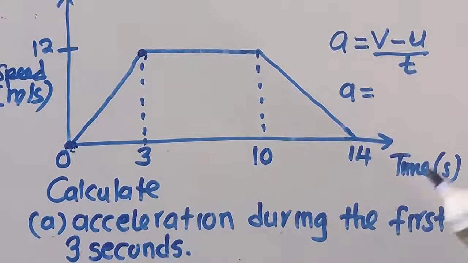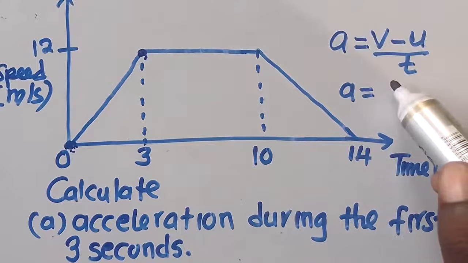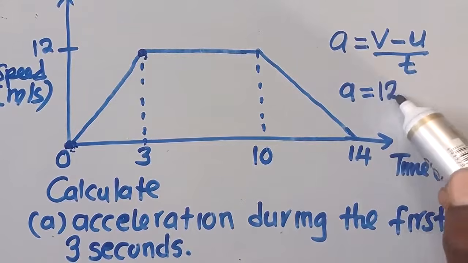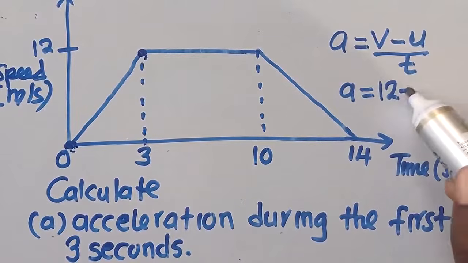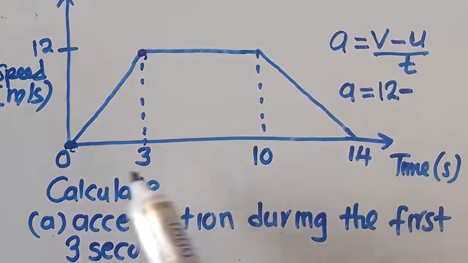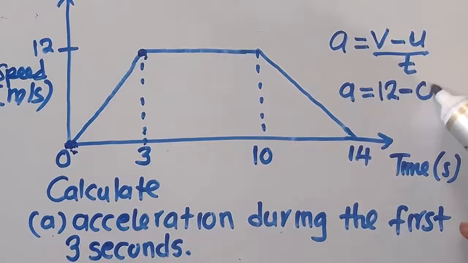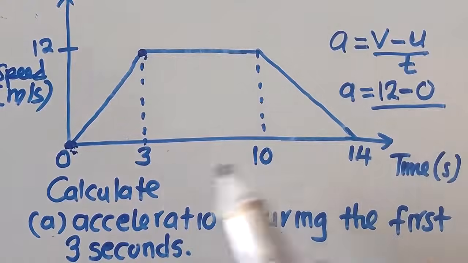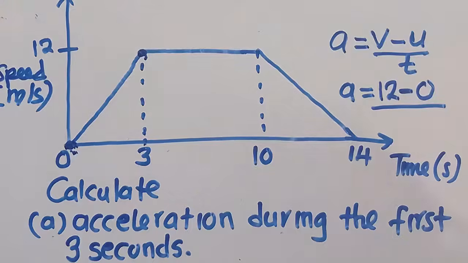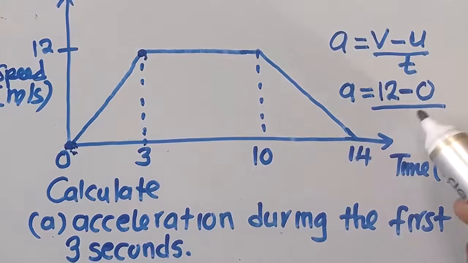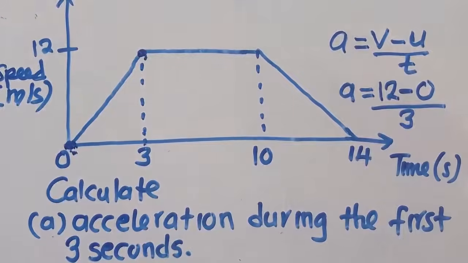Where I'm going to do this will be equal to final velocity, it is 12, minus what? Initial, where it started from. So it started from rest, which is 0. Then I'm going to say over what? Over time. I'm told the first 3 seconds. So time is what? 3. This is what I'm going to do.